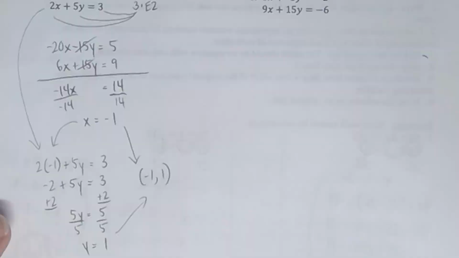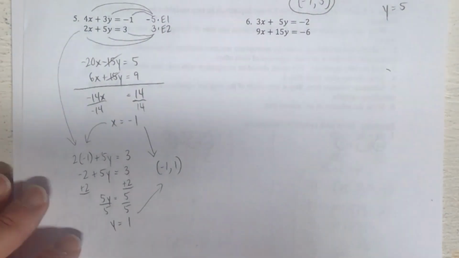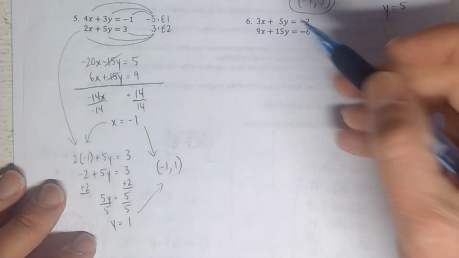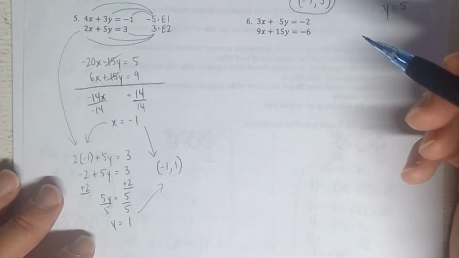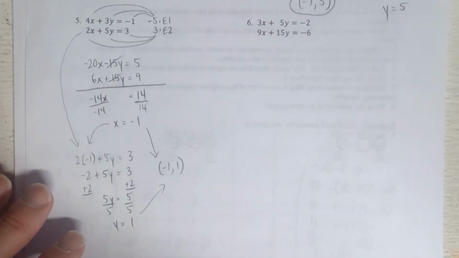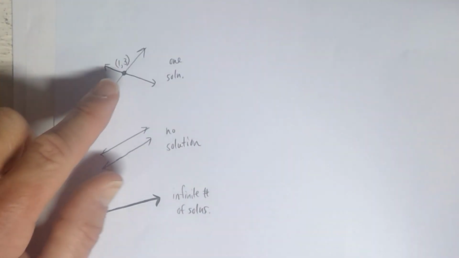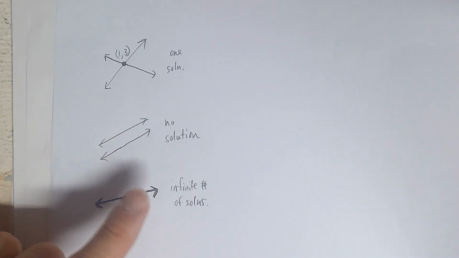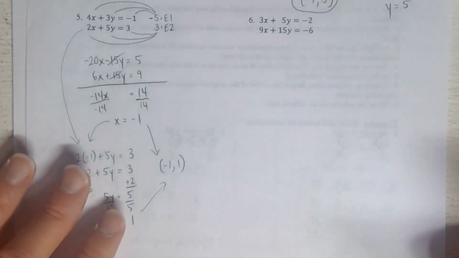All right, so that's number 5 right there. What happens when you have number 6 right here? That's also going to be an unusual answer. What was the one that we haven't seen yet? We've seen a lot of problems where there was one solution. We've seen a problem where there was no solution. We haven't seen this one yet. That's what's going to happen here. Let me show you why.